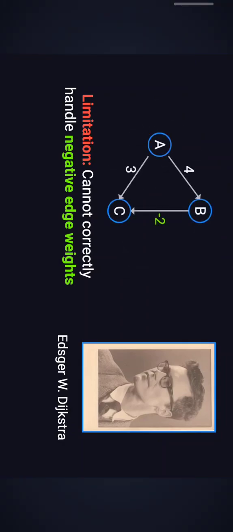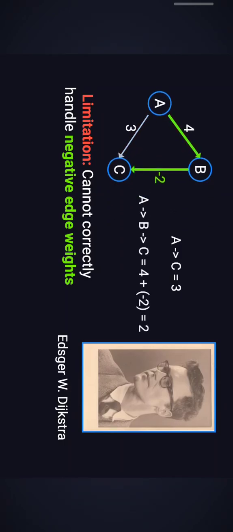Let's go through an example. Imagine we have a graph where the distance from A to B is 4, A to C is 3, and B to C is -2. If we use Dijkstra's algorithm, it will first determine that the shortest path from A to C is 3 and never reconsider it. But if we take the path from A to B to C, the total distance would be 4 plus -2, which equals 2, actually shorter. The problem is, Dijkstra's algorithm won't find this because it locks in the first shortest path it discovers and never looks back.